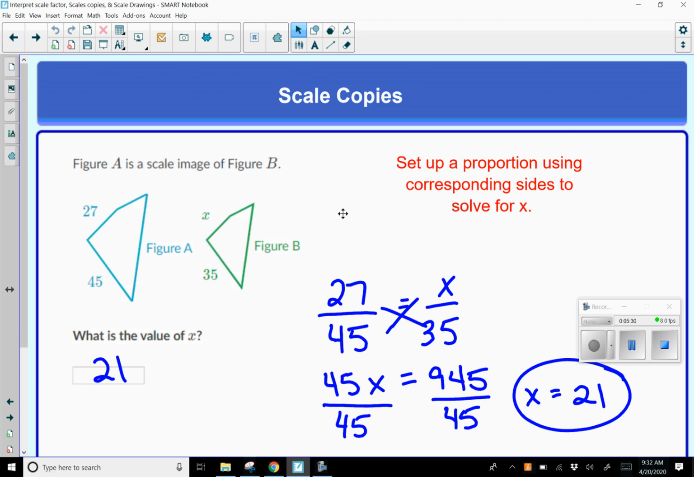Okay, figure A is a scale image of figure B. What is the value of x? Again, I'm just going to set up a proportion here with my corresponding sides. So I did 27 over 45. My corresponding side with 27 is x, and my corresponding side with 45 is 35. So my second ratio is x over 35. Find your cross products. 45 times x is 45x. 27 times 35 is 945. And then to get x by itself, we're simply just dividing both sides by 45, leaving us with x equals 21.